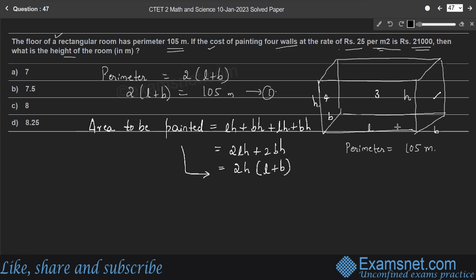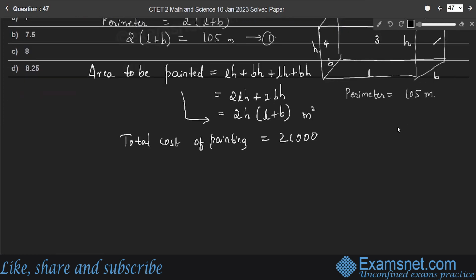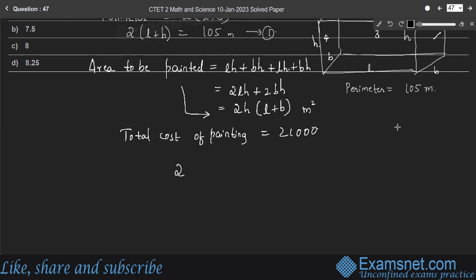For that, the total cost is 21,000 rupees. Right? The total area is 2h into (L plus B) meter square. Therefore, here the total cost of painting is equal to 21,000. What is the area to be painted? Here, the total area is 2 into H into (L plus B), right?